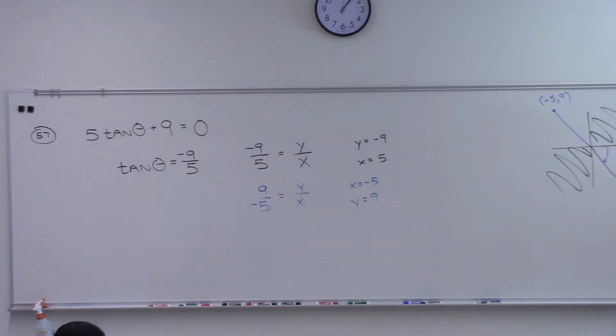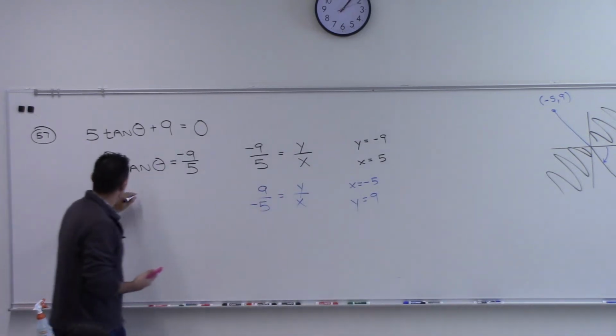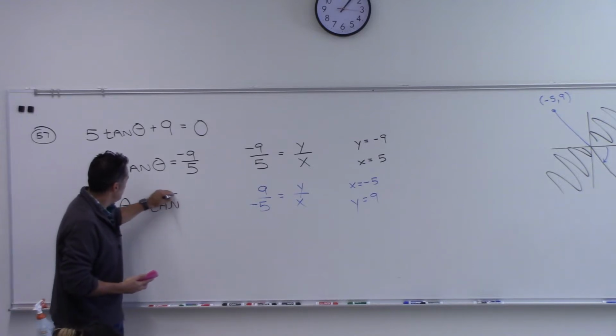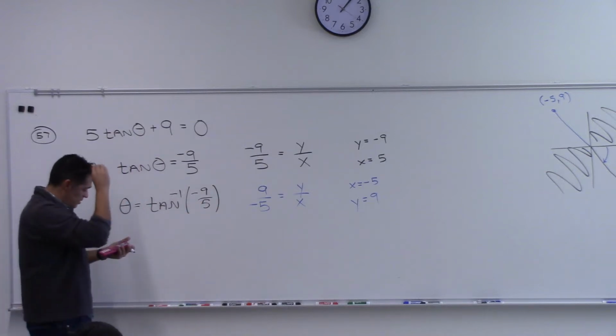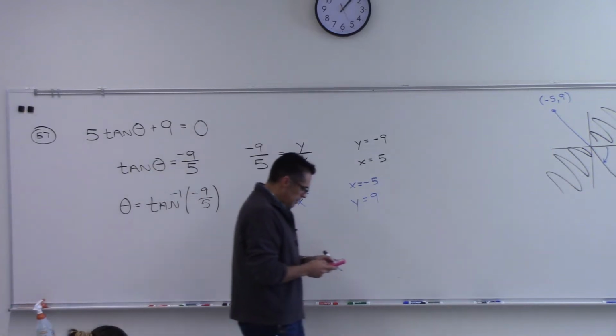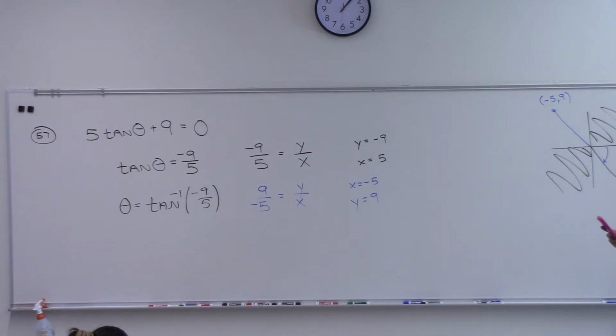But see, this is not a common number. Like, we don't know this on our unit circle. We don't get this number, right? So I'm going to use my calculator. Theta must be the inverse tangent of negative 9 over 5. So do that in your calculator, inverse tangent, and let's do it in degrees. How about that? Inverse tangent of negative 9 divided by 5. Negative 60.9 degrees. That's this angle right here.